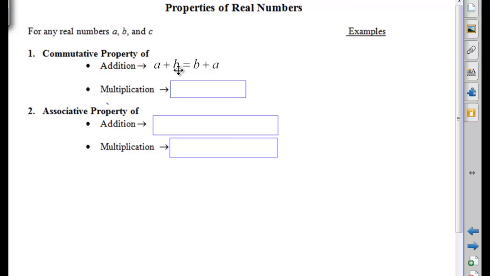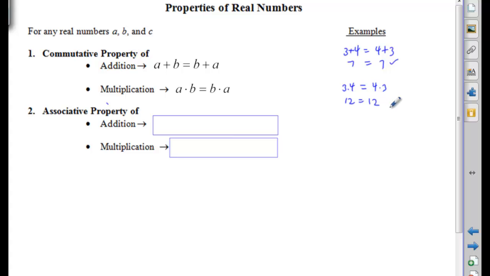If we take A plus B, we can flip them around and say that that's the same as B plus A. So if I have 3 plus 4, which is 7, if I flip it around and go 4 plus 3, we get 7. So 7 equals 7. Multiplication, we have A times B, which should be equal, if we flip it around, B times A. So using the same numbers, we'll just go 3 times 4. Hopefully will be equal to 4 times 3. 12 is equal to 12.